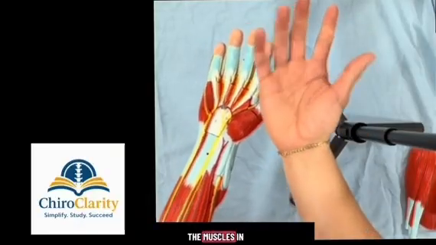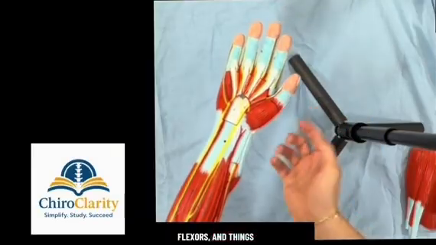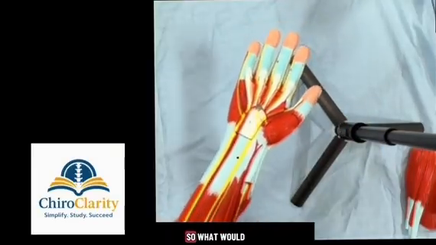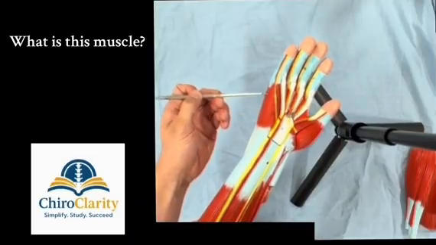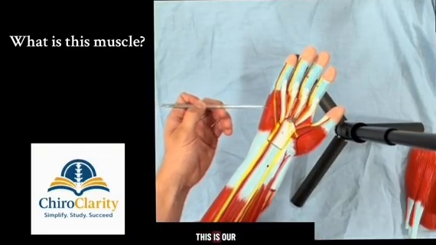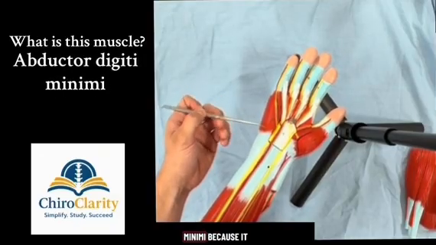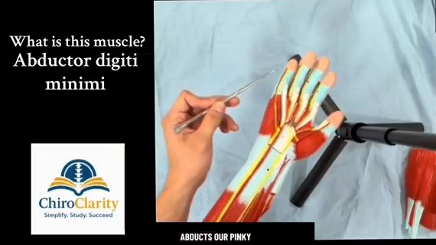Whenever we talk about some of the muscles of the hand, we have abductors, flexors, and things in that manner as well. So, what would be this muscle? This is our abductor digiti minimi, because it abducts our mini digit. It abducts our pinky finger.